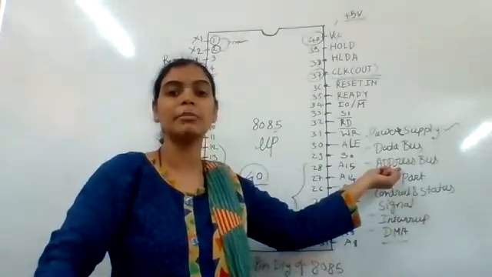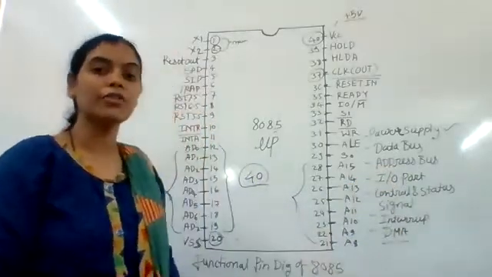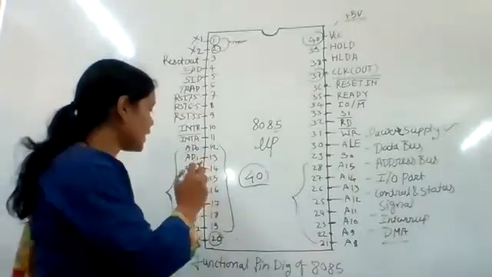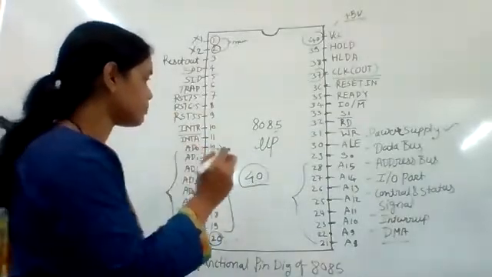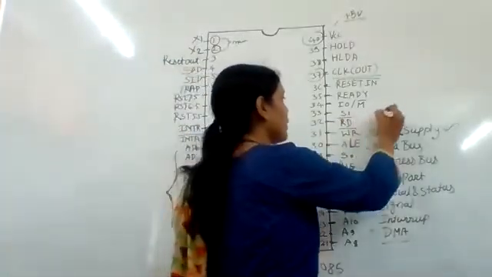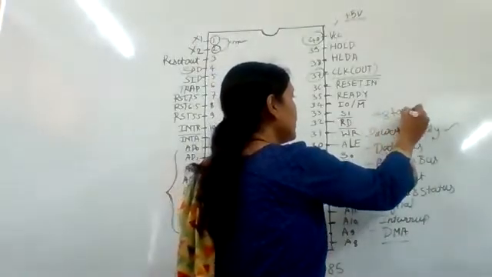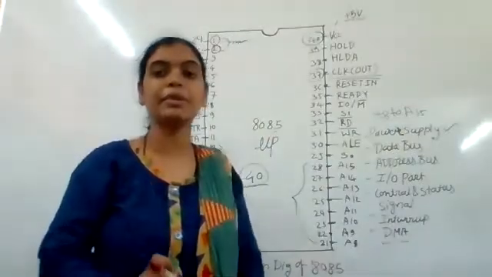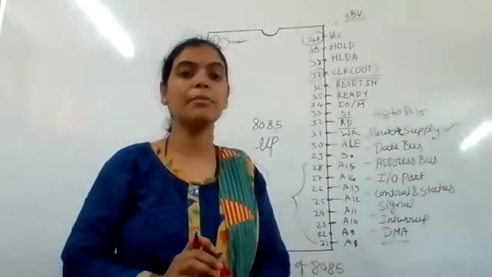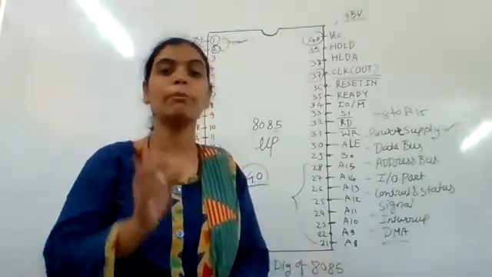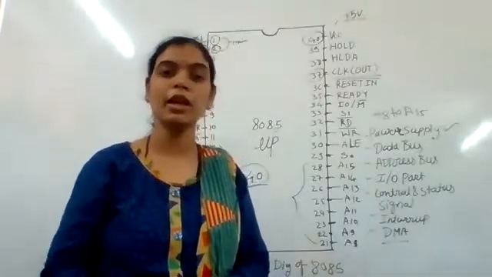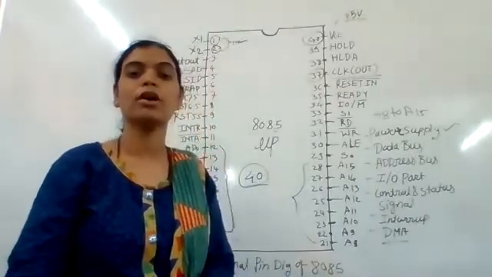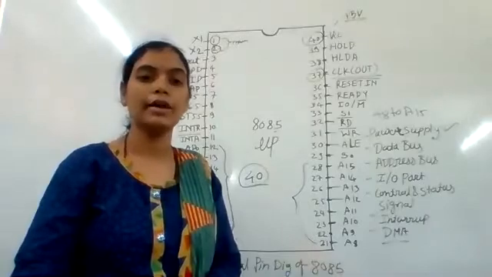These are denoted by A8 to A15. That represents the 8 MSB, that is, the most significant bits of the memory location or input output address.